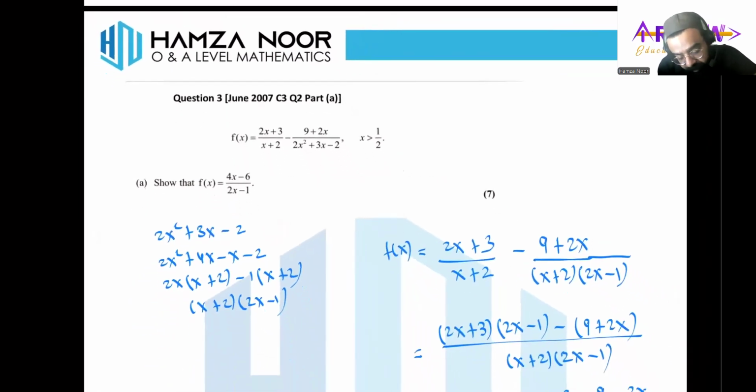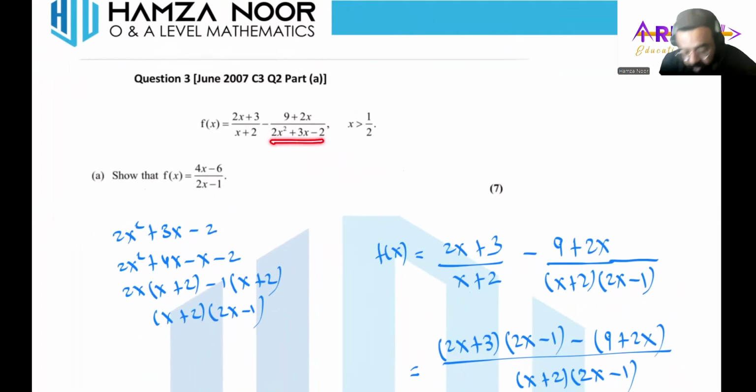So basically, first of all, I factorize this denominator, 2x squared plus 3x minus 2. I'm going to factorize this. So 2 times 2 is 4, and after subtraction we need to get 3 in between. So 2x squared plus 4x minus x minus 2. Taking 2x as common multiplied by (x plus 2), taking minus 1 as common multiplied by (x plus 2). So the completely factorized form is (x plus 2) multiplied by (2x minus 1). Alternatively, you can use the calculator equation mode and obtain this factorized form.